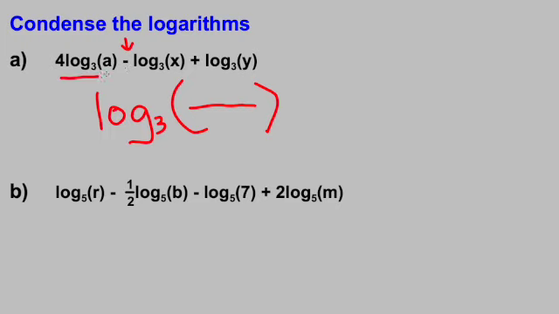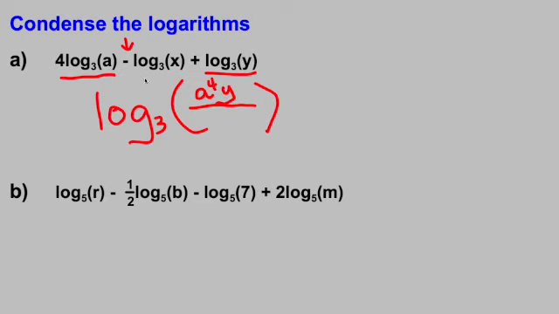Anything that's a plus, which is the first and the third term here, that's going to go on top. So I'm going to have a 4 out in front, which makes it an exponent. So this will become a to the 4th. So I'm going to go ahead and write a to the 4th. And my other one that's a plus would be right here, that's a y. So I'm going to say times y.